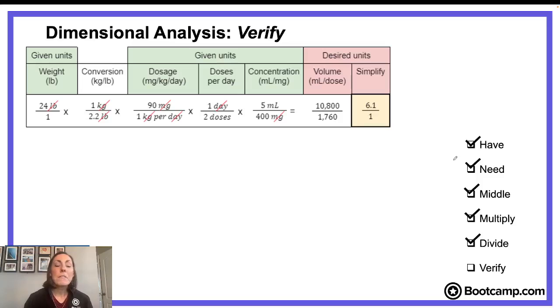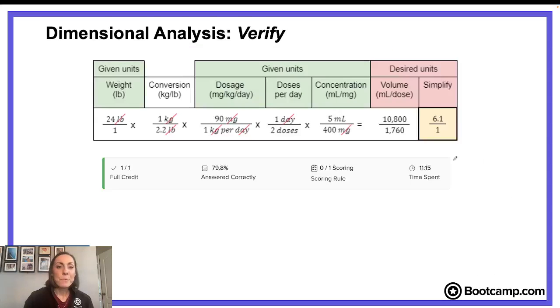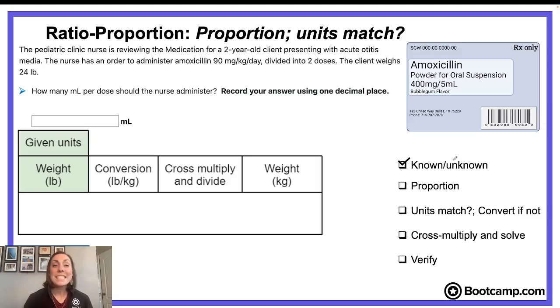Everyone agree? So you can verify this, you can plug your numbers back in, make sure everything makes sense. All right, we see that we're correct. So let's take this same problem and put it into our ratio proportion method. So again, we already know our known and our unknowns here, and we can plan our steps out.